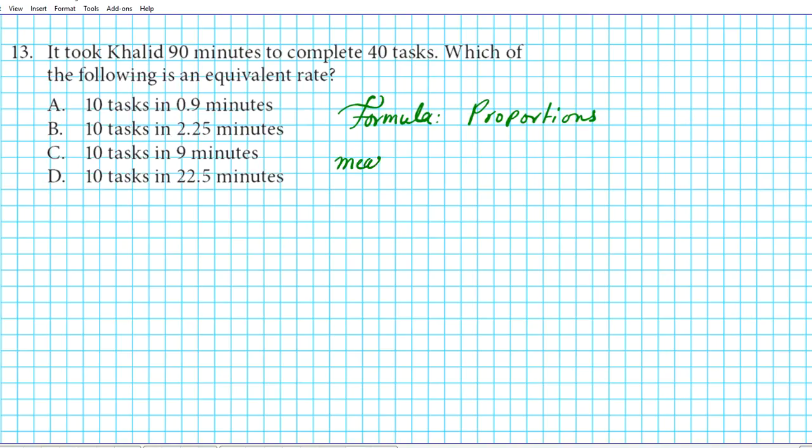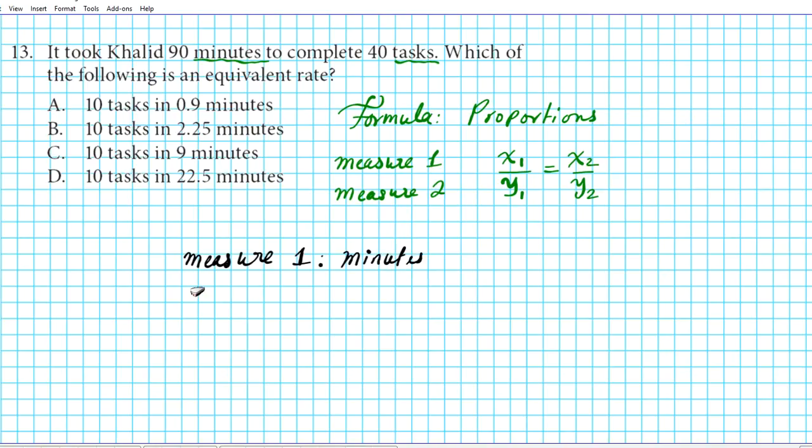Remember, if you have two measures, measure 1, say they are x's, and measure 2 are our y's. Then in proportion, we have a situation where the ratios x1 over y1 is equal to x2 over y2, and the pattern goes on forever. All right? So can you identify the two measures in this problem? We have time in minutes and number of tasks. So let's go ahead and write those down. Let's put the minutes in the numerator. So measure 1 is minutes, and measure 2 is the number of tasks.